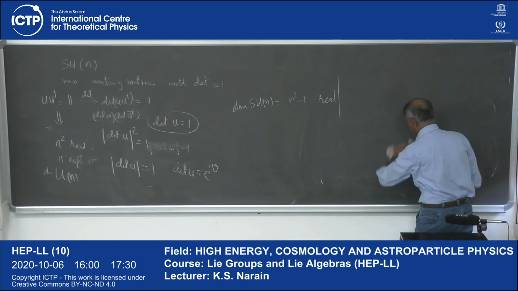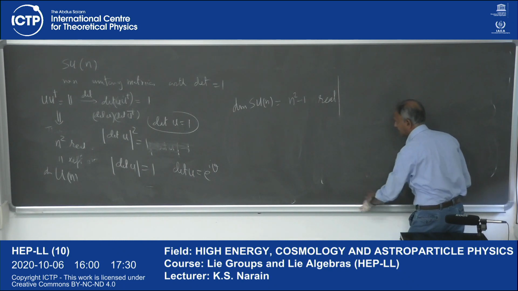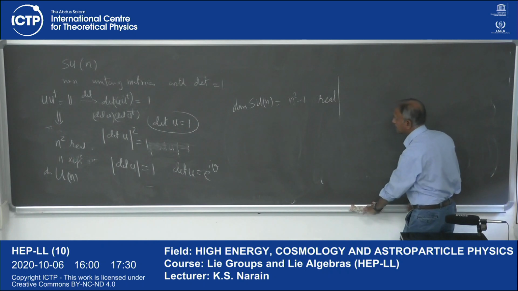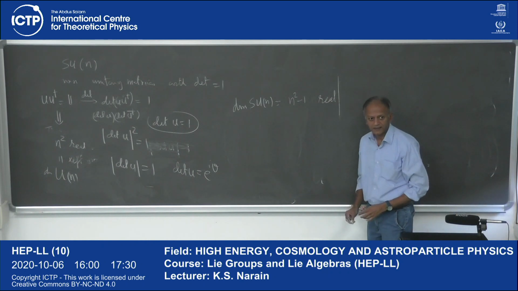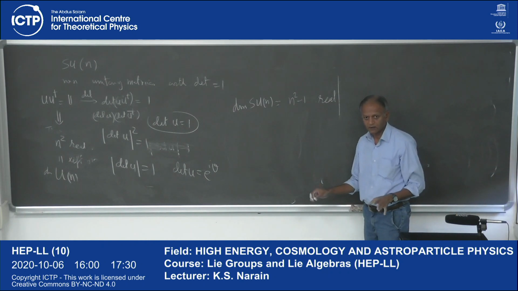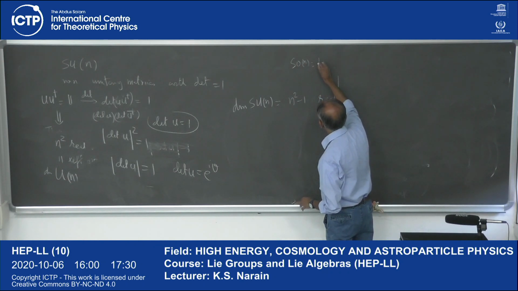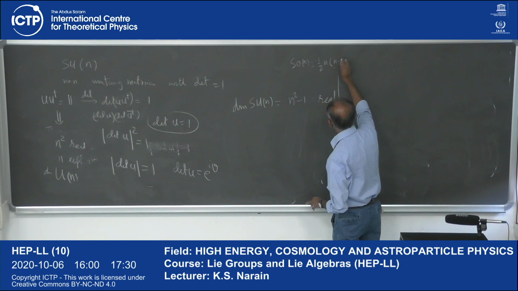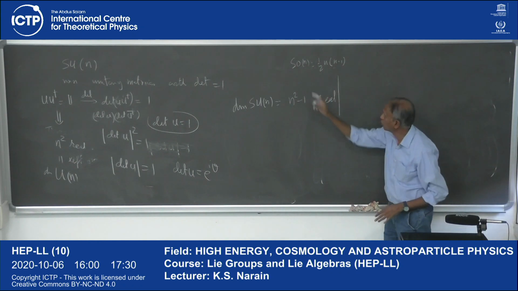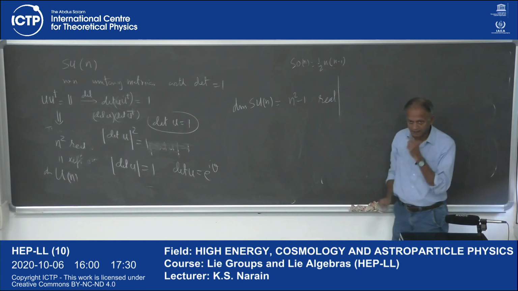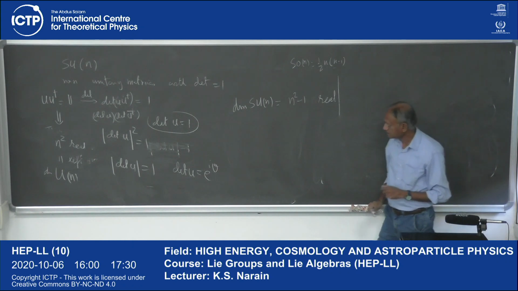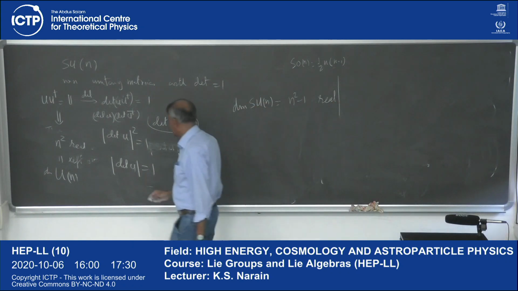I don't know whether when we discussed this we did it in general like this. I don't remember, but I think we did it for SON. I think for SON we did it in general. For SON, the dimension that we found was n times n minus 1 over 2. For SUN, the dimension is n squared minus 1.